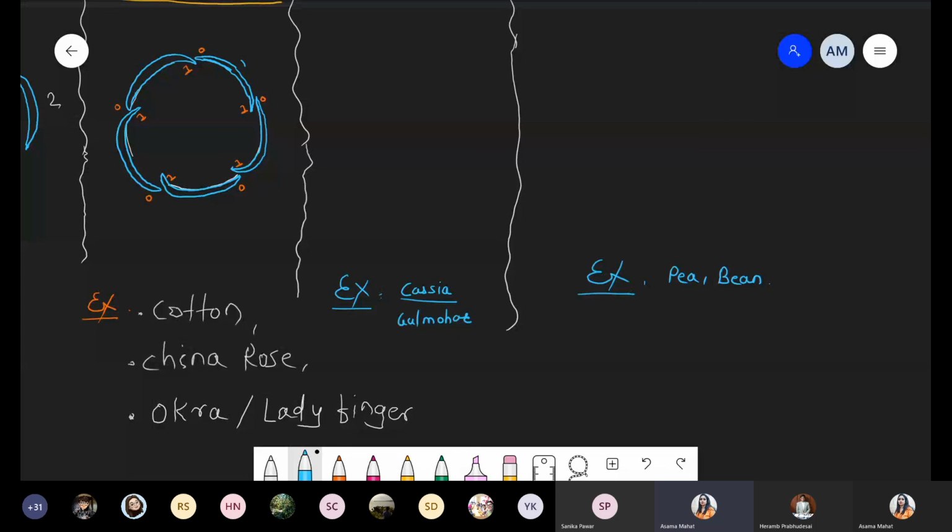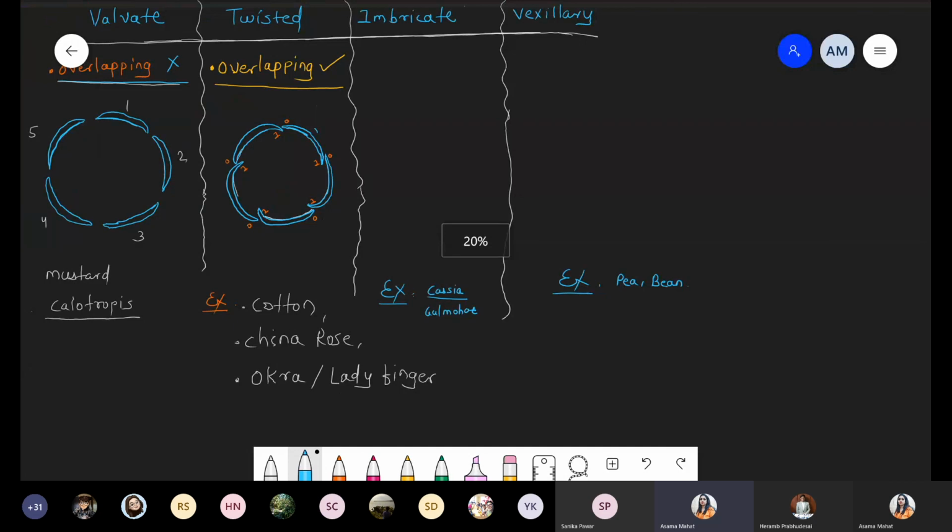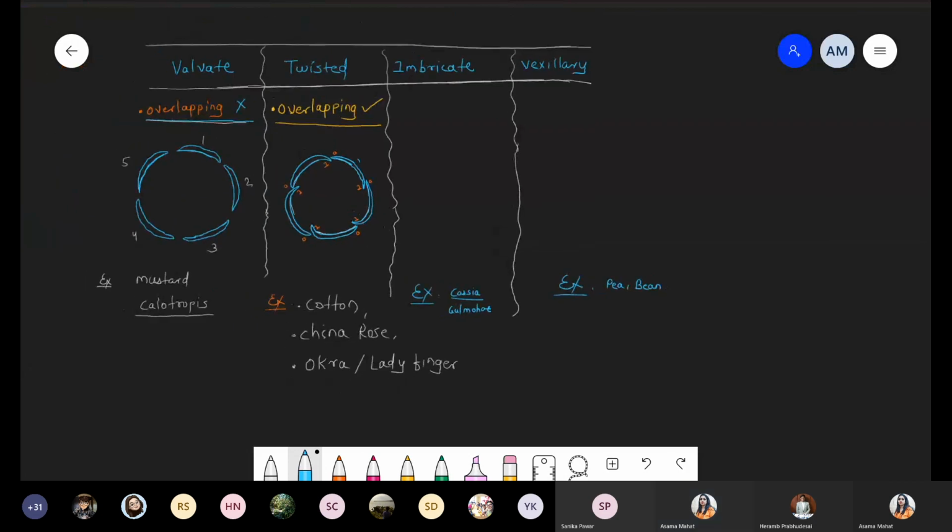So the diagram part we will continue on Thursday. And tomorrow, in regular classes we will discuss the cell part. Got it? Is there any doubt from today's class? No, ma'am. Okay, fine. Chalo. So we'll see you tomorrow. Ma'am, the structure will be drawn in the next class? Yes, imbricate and the vexillary structure will be drawn in the next class.